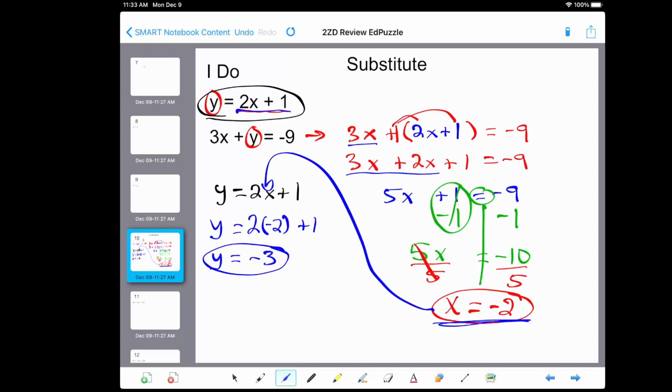Am I done? Nope. No, don't do all this work and not put your final answer. Your final answer is, which one goes first? Oh yeah, x. -2, -3, because x always comes before y.